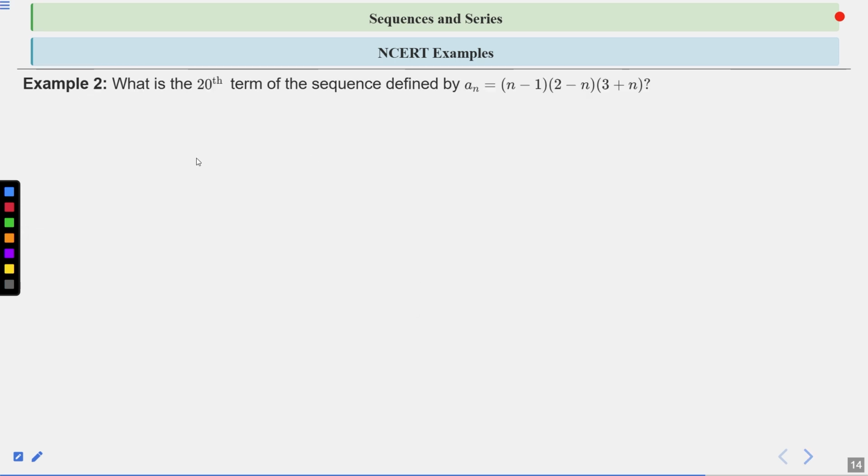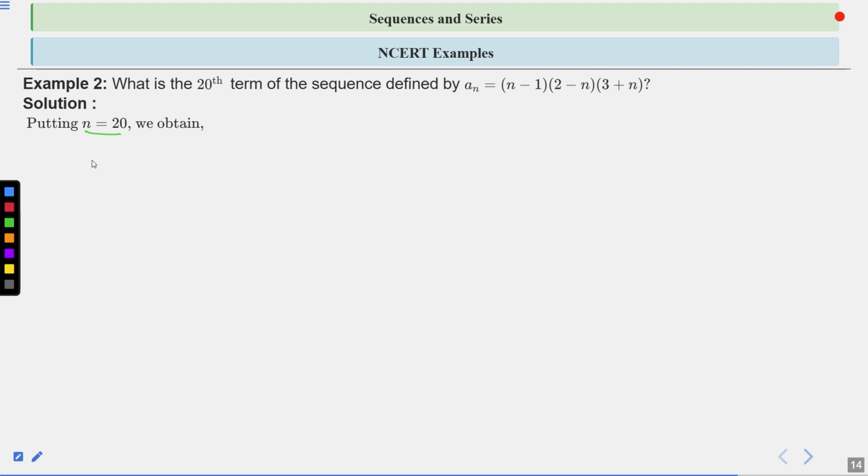This question: what is the 20th term of the given sequence? The nth term of your sequence is simply given by (n minus 1) times (2 minus n) times (3 plus n). In order to get the nth term, you just have to plug in n. Simple. So, solution.